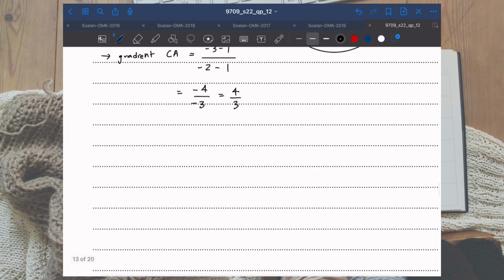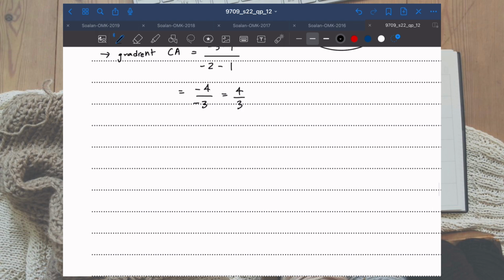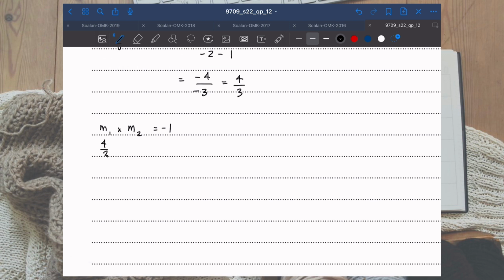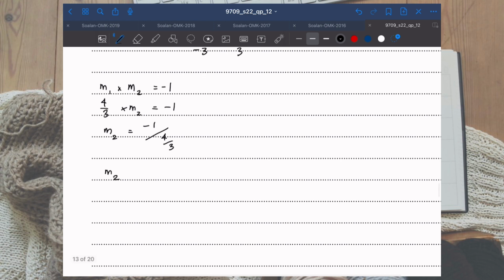So the formula for two lines that are perpendicular to each other is m1 times m2 = -1. So 4/3 times m2 = -1. So m2 is -1 over 4/3. So m2, or also the gradient of our tangent, will be -3/4.